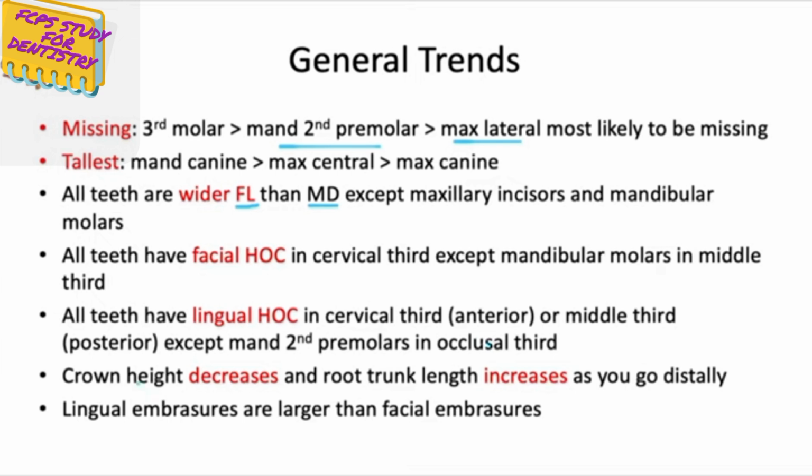Generally, as you go distally and more posteriorly, the crown heights of teeth decrease, and for molars, the lengths of root trunks increase. Lingual embrasures are almost always larger than their facial counterparts, and that's to encourage the pushing of food towards the tongue.